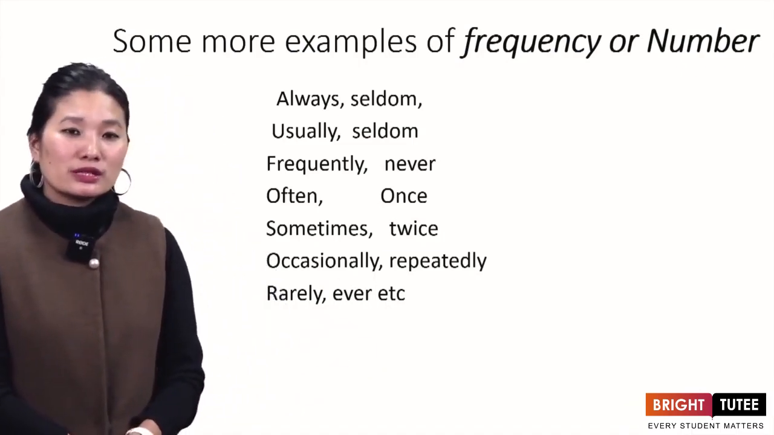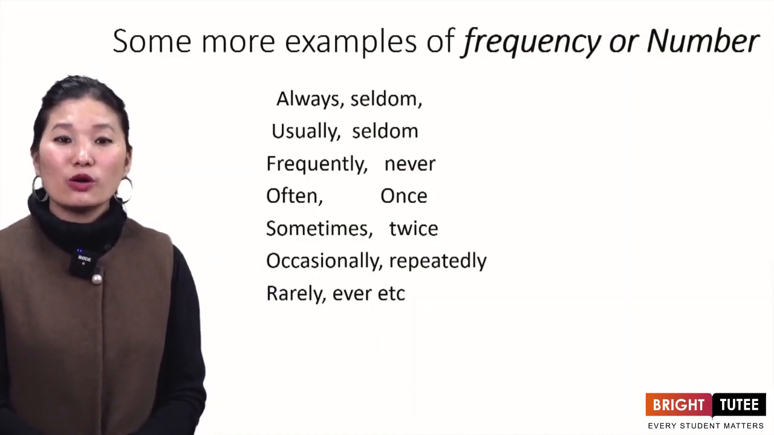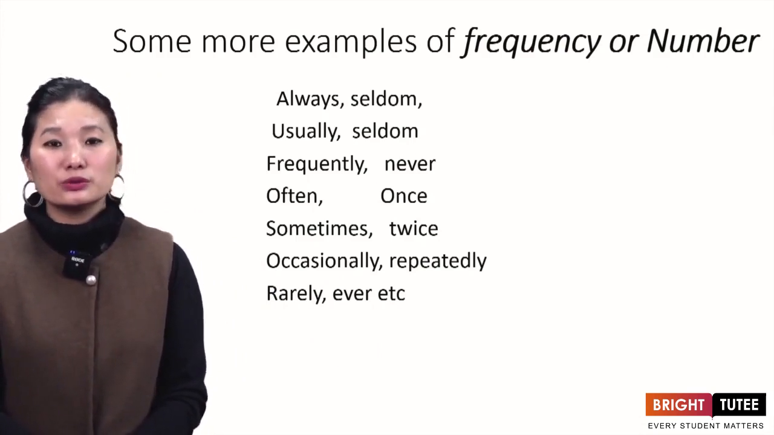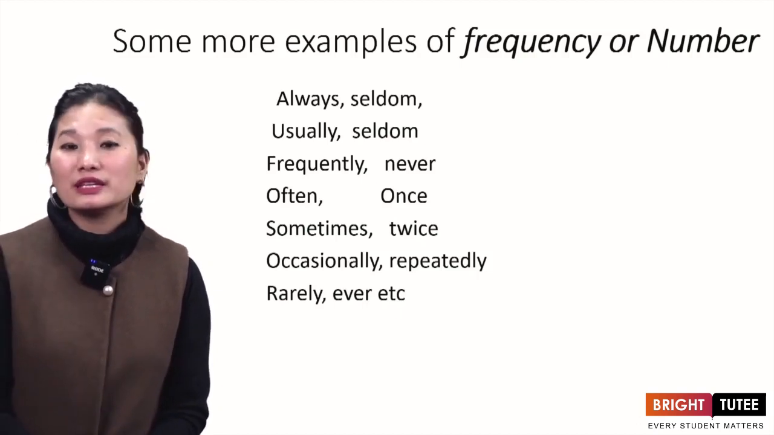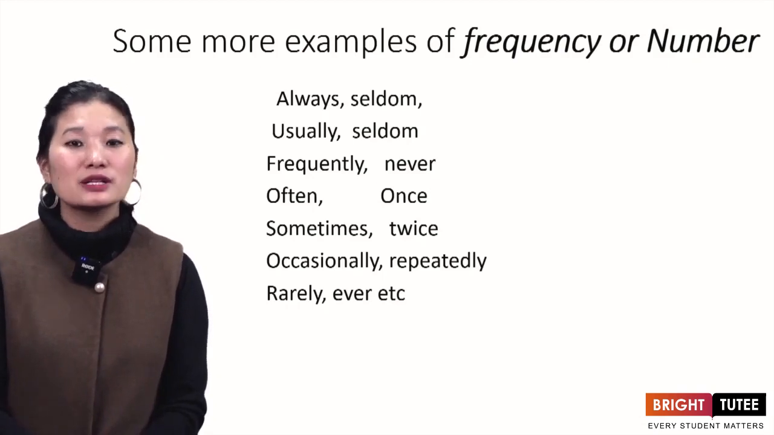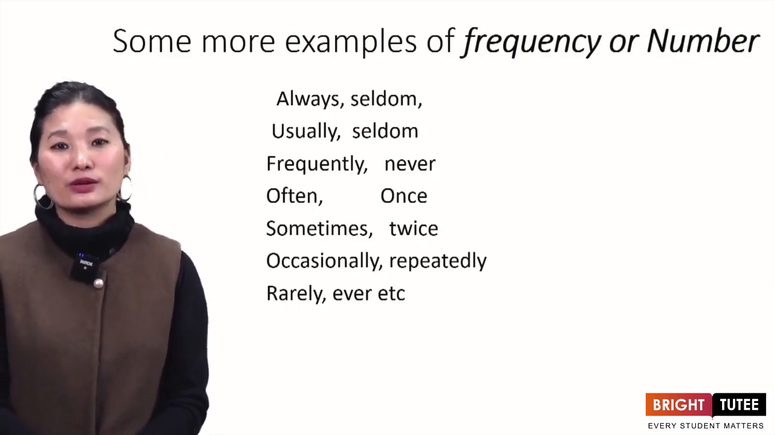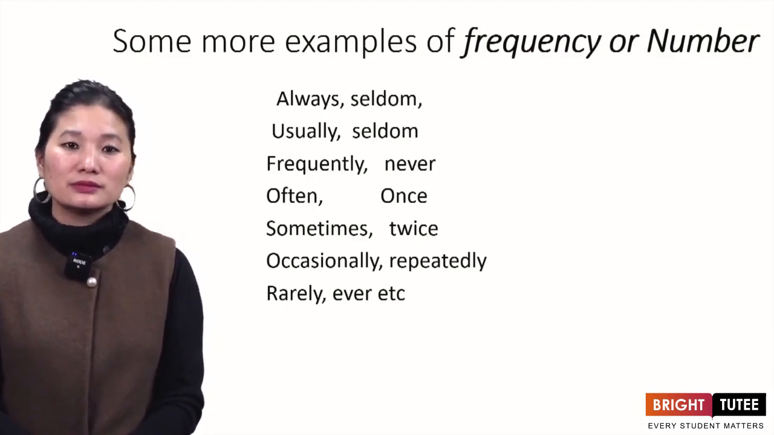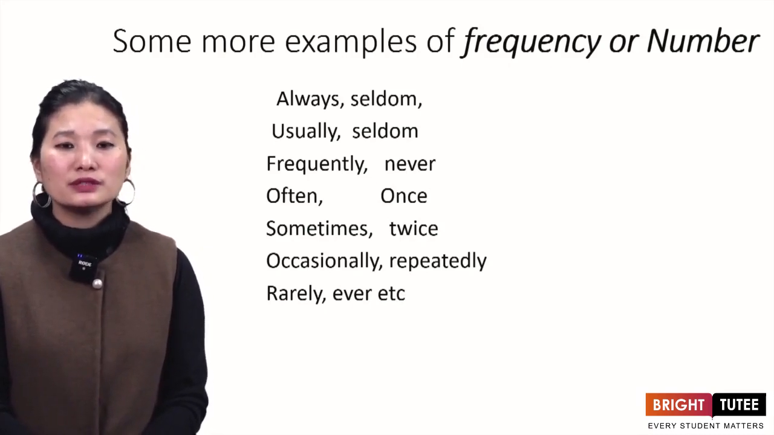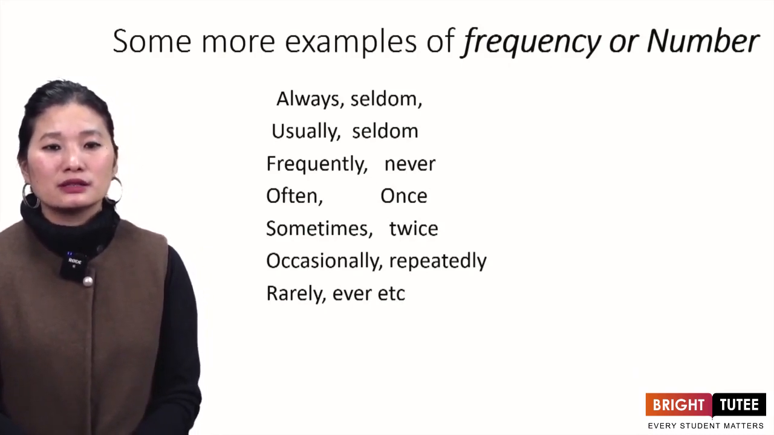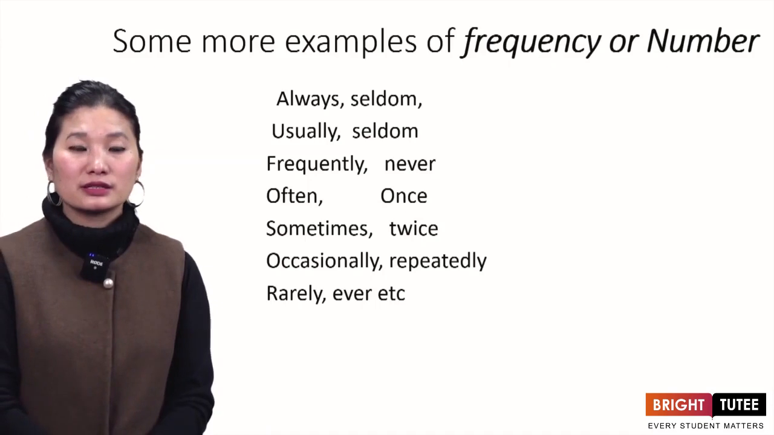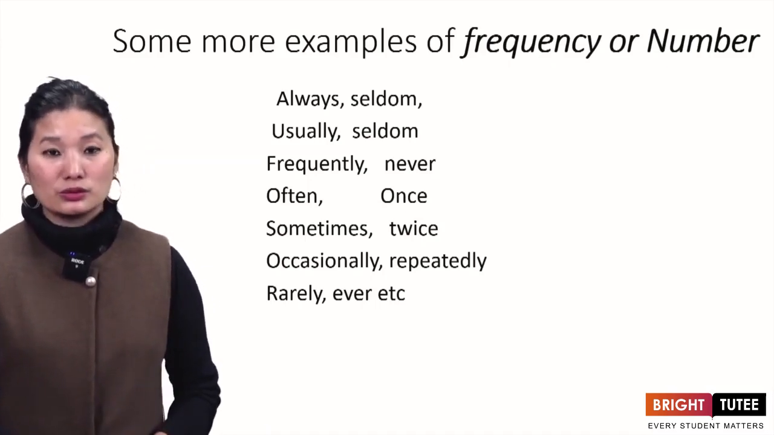Shall we all read this together once more? Some more examples of adverbs of frequency or number. I did not write the word adverb again because we have been repeating that so many times. Even if I don't write, I'm sure you understood that we are discussing adverbs, right? So adverbs of frequency or number: always, seldom, usually, frequently, never, often, once, twice, sometimes, occasionally, repeatedly, rarely, ever, etc. So these are some words that you can use.